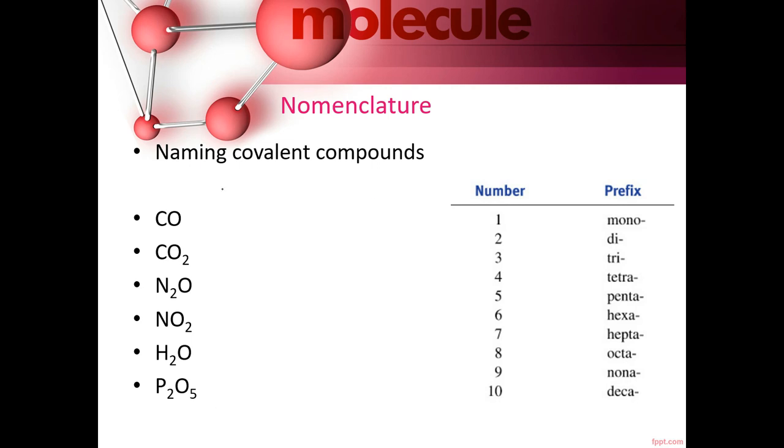So naming covalent compounds, the first guy does not get a prefix if there's only one. The second guy always gets a prefix. Prefixes are going to be mono, di, tri, tetra. Tetra is the one that usually tricks us up.